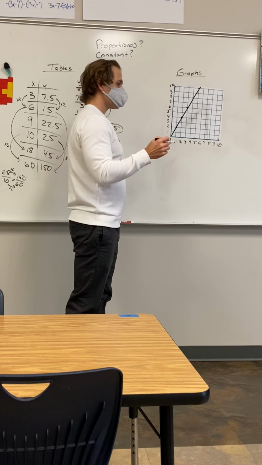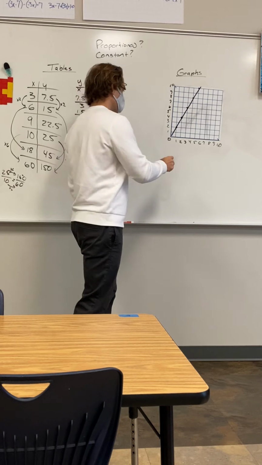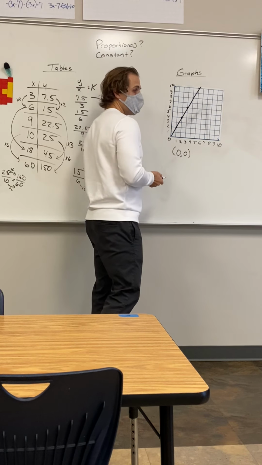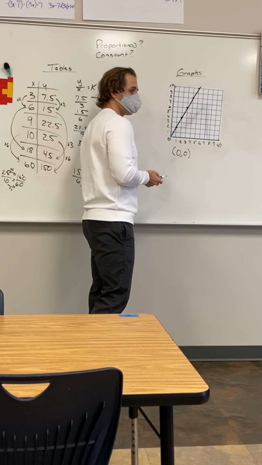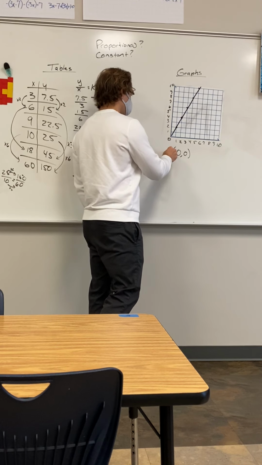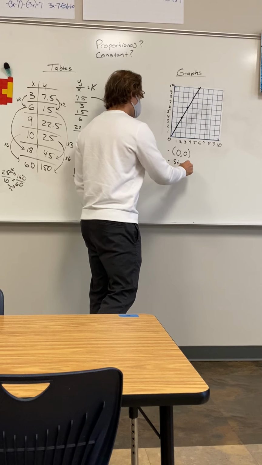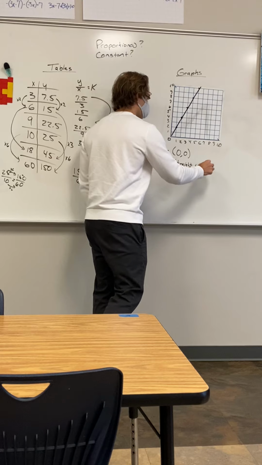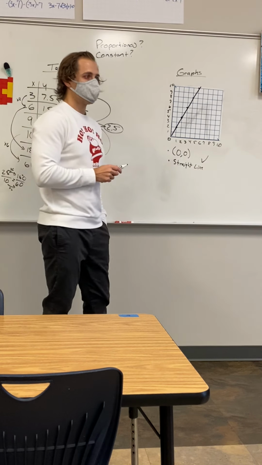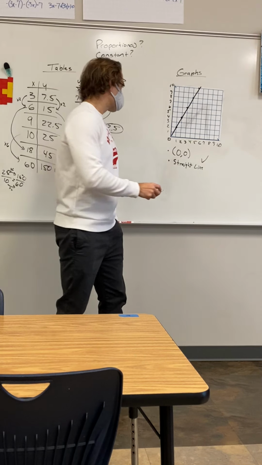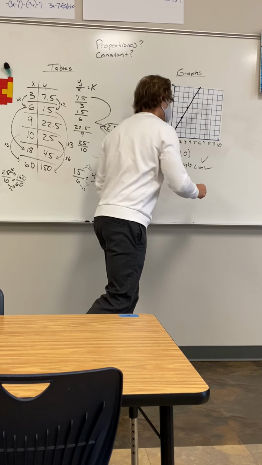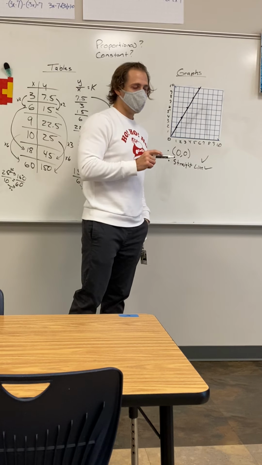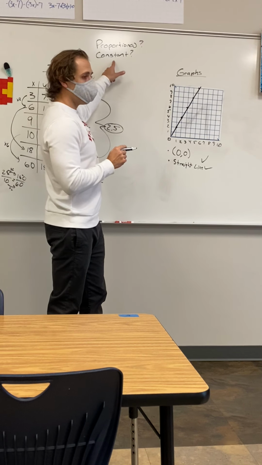First of all, it has to include the point 0, 0. And also, it has to be a straight line. Does this meet both of our criteria? Yes, so it is proportional. Check, proportional. Okay, we'll put checks next to both of them. Check, check, proportional. Now, the other skill that we must be able to do from a graph is identify the constant.